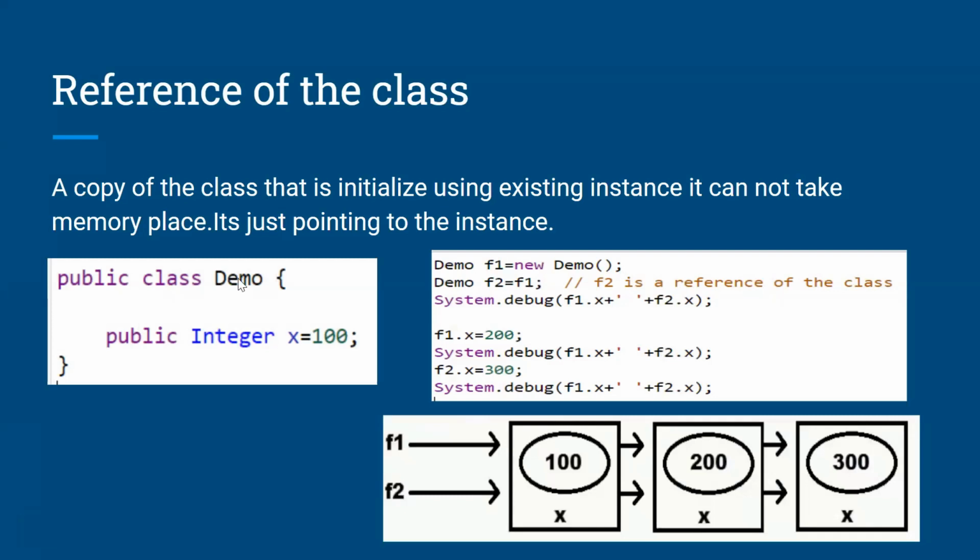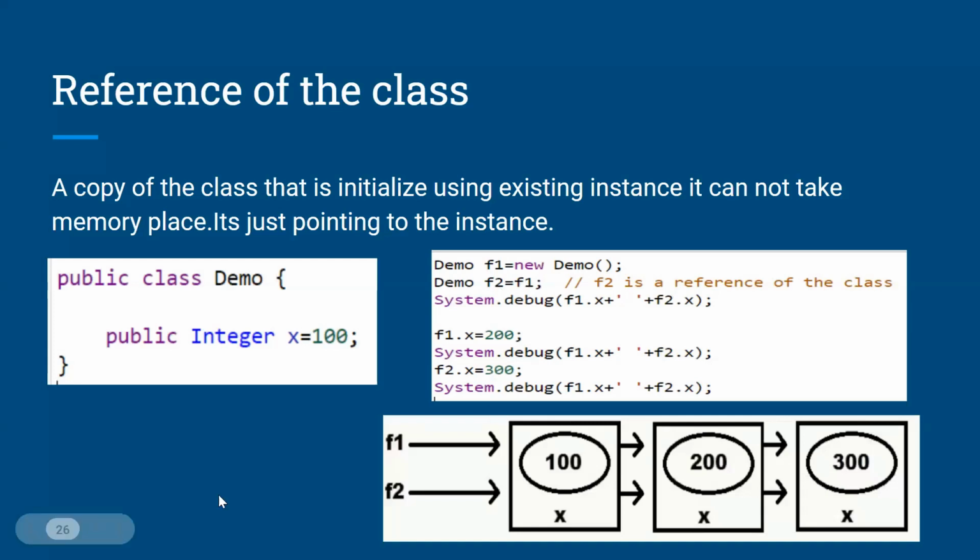Okay, so suppose I already defined one example here. Let's say Demo. Under this Demo, you can see integer x equals some value, that is 100. Now just focus on that. Demo f1 equals new Demo, and I use a second instance here, Demo f2 equals f1. So f2 is a reference of the class. Just focus on that, because it is not initialized using the new keyword. That's why it's a reference variable here. So a reference is just pointing to the instance. So f1 is already initialized with the help of the new keyword, and now f2 equals f1.